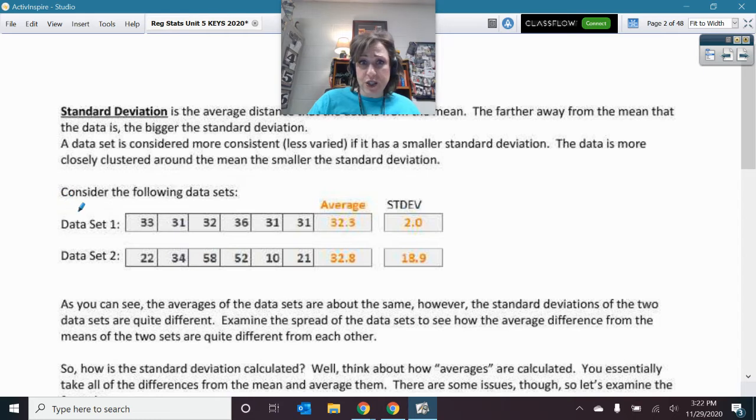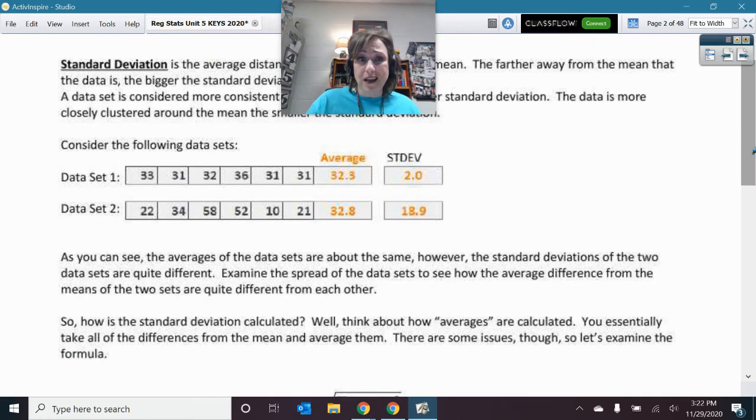So I want you to take a look at these two data sets, data set 1 and data set 2. Data set 1 and data set 2 have very similar means. Their average, 32.3, similar to 32.8. Very similar means. But look at the standard deviations. So we want to say, whoa, why is that standard deviation so different on these two? So I want you to look at these numbers in the sets. See if you notice a pattern. Then I would have somebody tell somebody something. So if you want to stop and think about that for just a minute, let's do that.